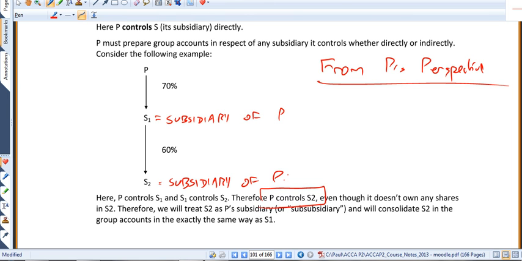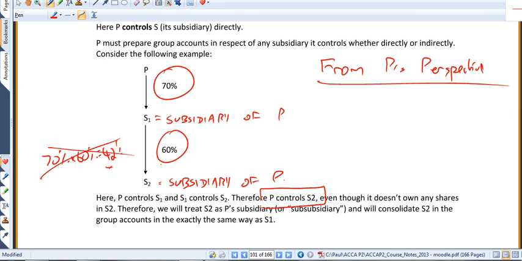But notice what we did not do there, and again, this is a very common mistake with weaker students, and certainly the first time you look at this you might have done the same as well, but what I did not do there is multiply 70% times 60%. If you multiply 70% times 60%, that gives you 42%. Now 42% suggests that this company is an associate being a company you own between 20 and 50% of. But that does not tell you whether S2 is a subsidiary or not. So be careful. You're falling at the first hurdle there if you make that mistake.